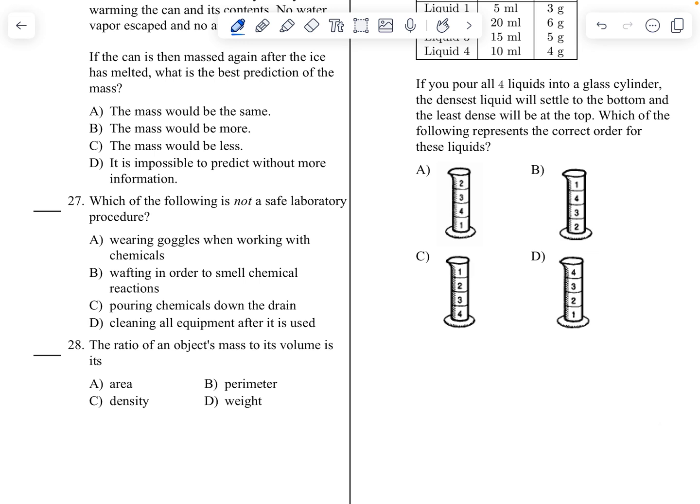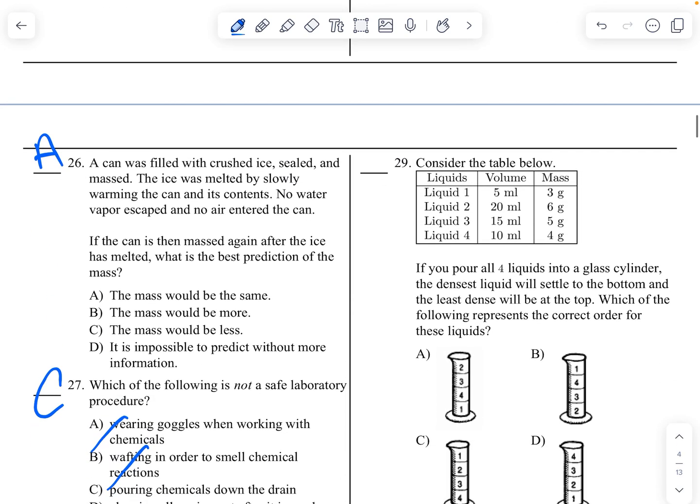Which is not a safe lab procedure? Wearing goggles? No, that is safe. Wafting is safe. Pouring chemicals down the drain. You don't know what can go down the drain. Sometimes it's not good. The ratio of an object's mass to its volume. I feel like we've seen this before. Density.